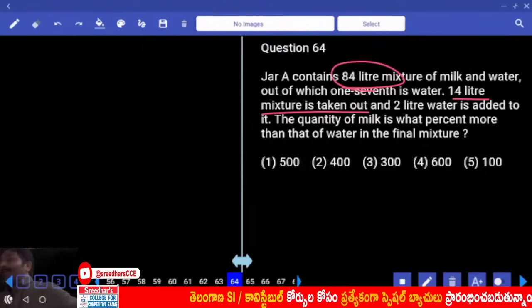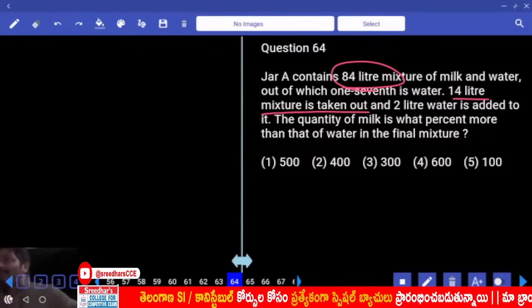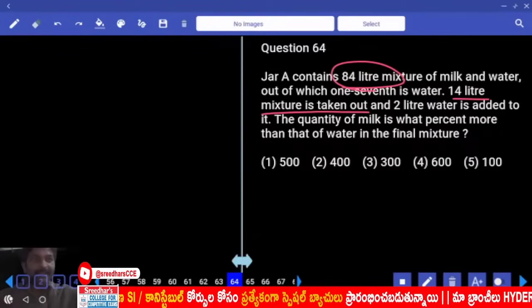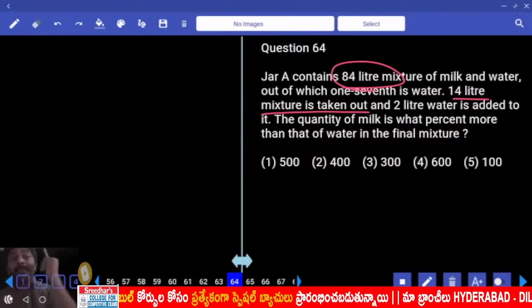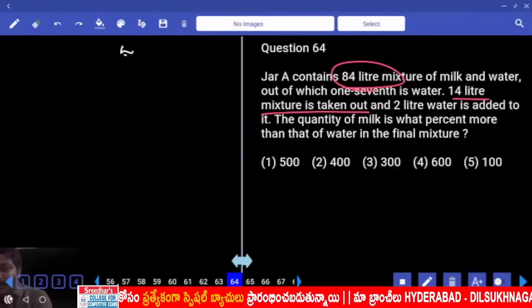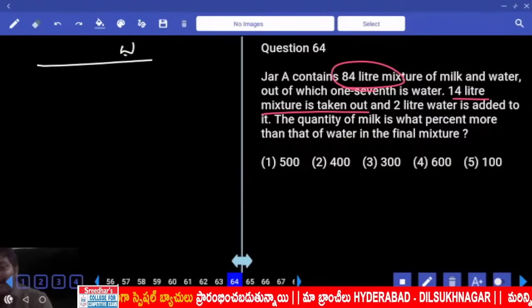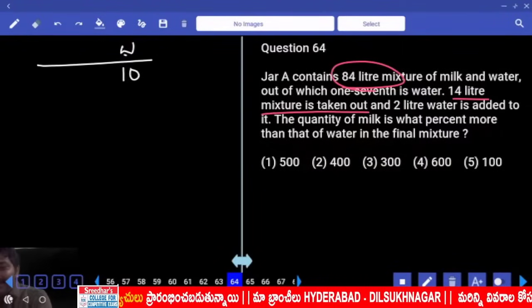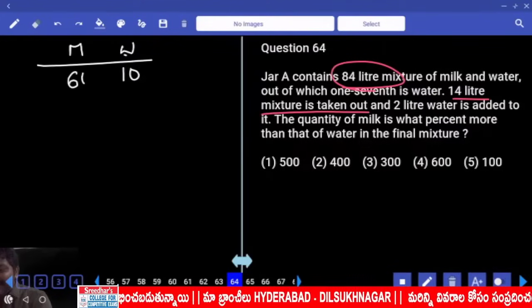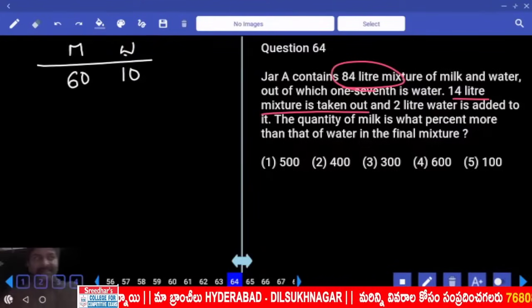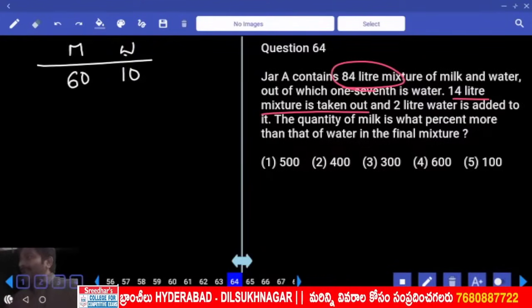70. Total we have 84. 14 liters is taken out. What is remaining? In 70 also water will be 1/7, which is 10. Then remaining is milk, which is 60. Right, 14 liters is gone. This is milk and water in the container now.